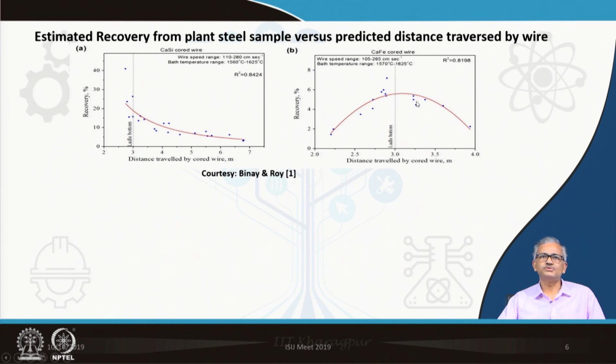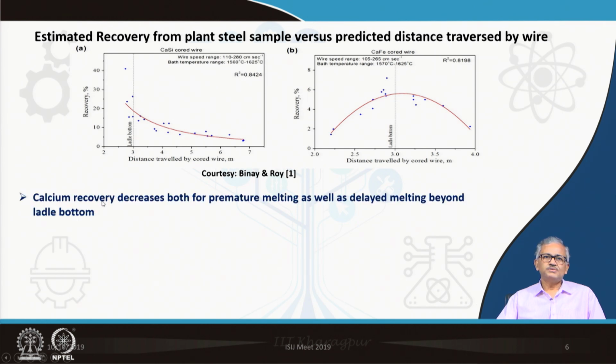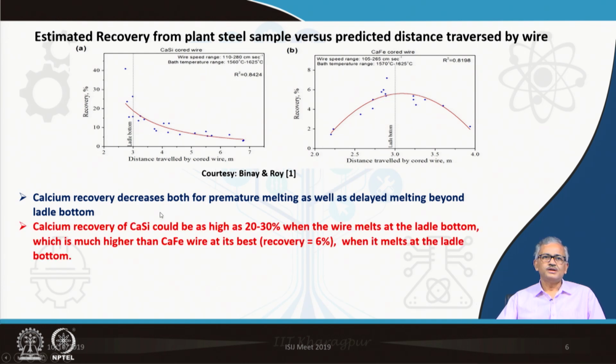Similarly, in the CaFe also you can see the recovery becomes maximum when it melts at the ladle bottom. On either side, the recovery is less. So calcium recovery decreases both for premature melting and the delayed melting beyond the ladle bottom. Calcium recovery of calcium silicide could be as high as 20 to 30% when the wire melts at the ladle bottom.